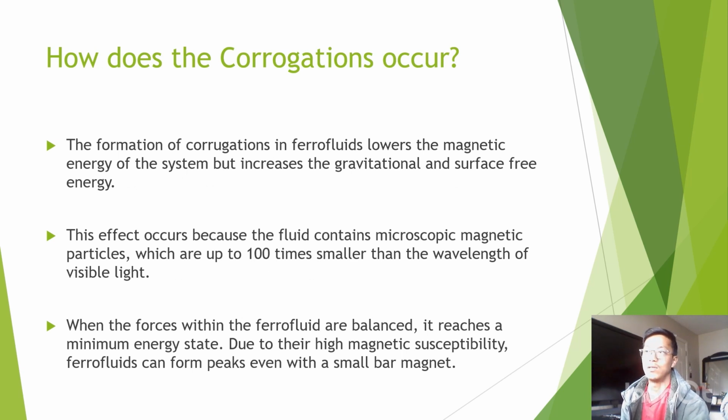So, how do the corrugations occur in the ferrofluid? The formation of corrugations in ferrofluids lowers the magnetic energy of the system but increases the gravitational and surface free energy. This effect occurs because the fluid contains microscopic magnetic particles which are up to 100 times smaller than the wavelength of visible light. When the forces within the ferrofluid are balanced, it reaches a minimum energy state, and due to their high magnetic susceptibility, ferrofluids can form peaks even with a small bar magnet. So this is the process. How does the ferrofluid occur?